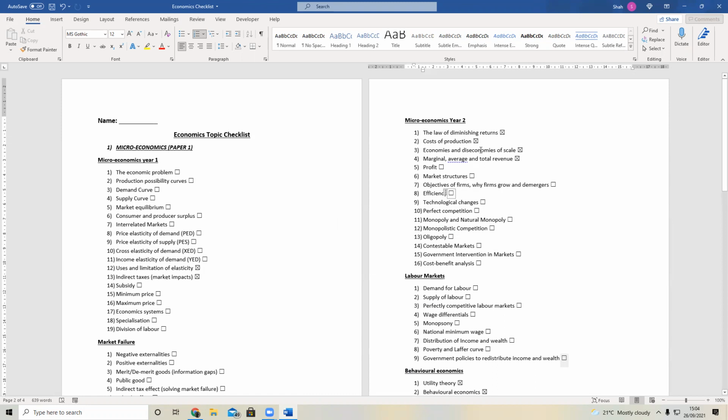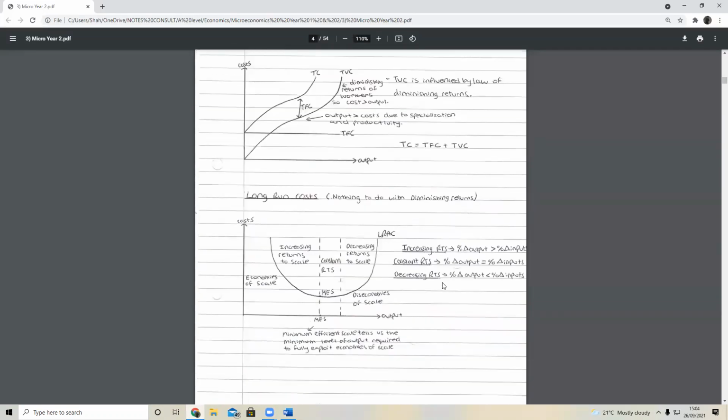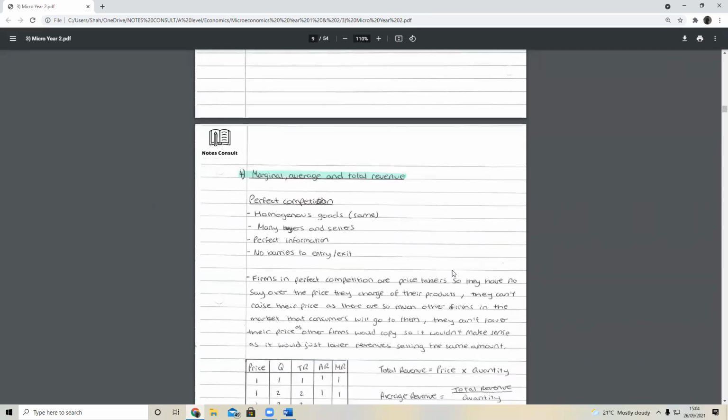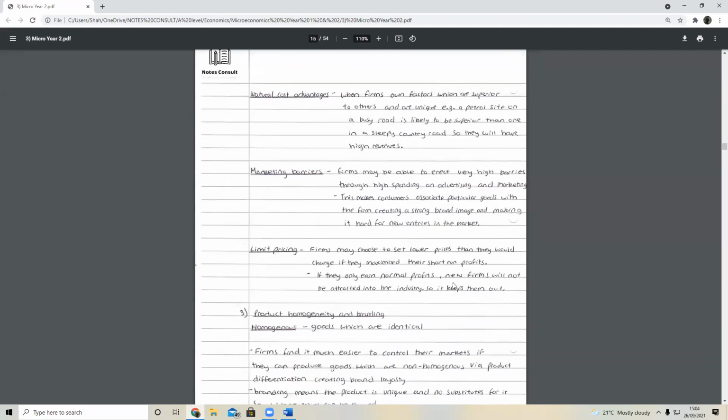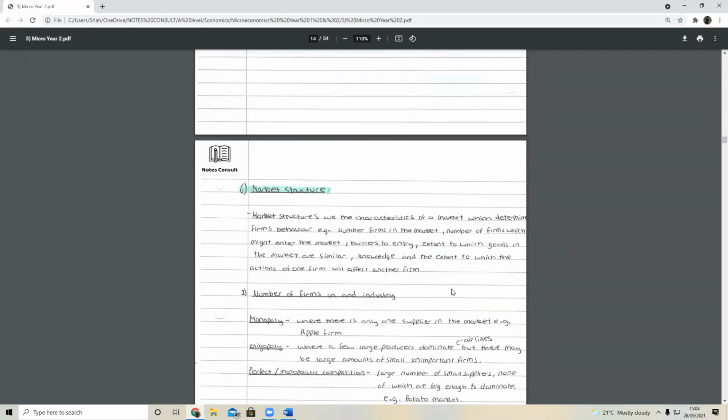So it's less confusing. I started off with number 7, objectives of firms, why they grow and diverge. Yeah, a lot of teachers started with that as well, but that's very, very simple. That's going to take us like 10 minutes to do. Yes, most of it's common sense. This is everything you need to get an A star. I'm just guiding you through it. It's very important that you read back on it.